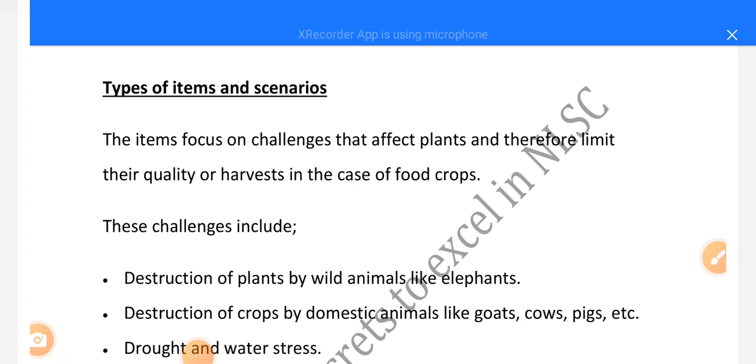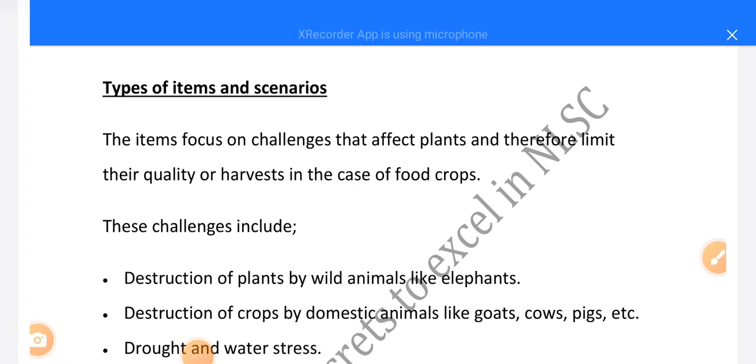You get? Now here, let's look at the types of items and scenarios. Which kind of items do you expect on number 1 as a student? Now, when you look at number 1, so number 1 has got 3 parts. That is Roman number 1, Roman number 2, and Roman number 3. Or they can say part A, part B, and part C. But these are the items and scenarios.